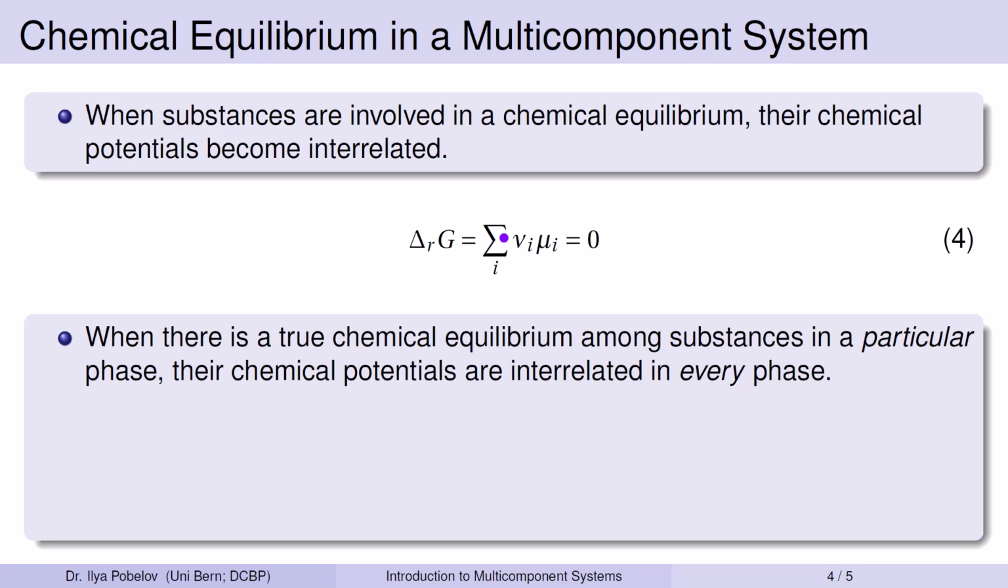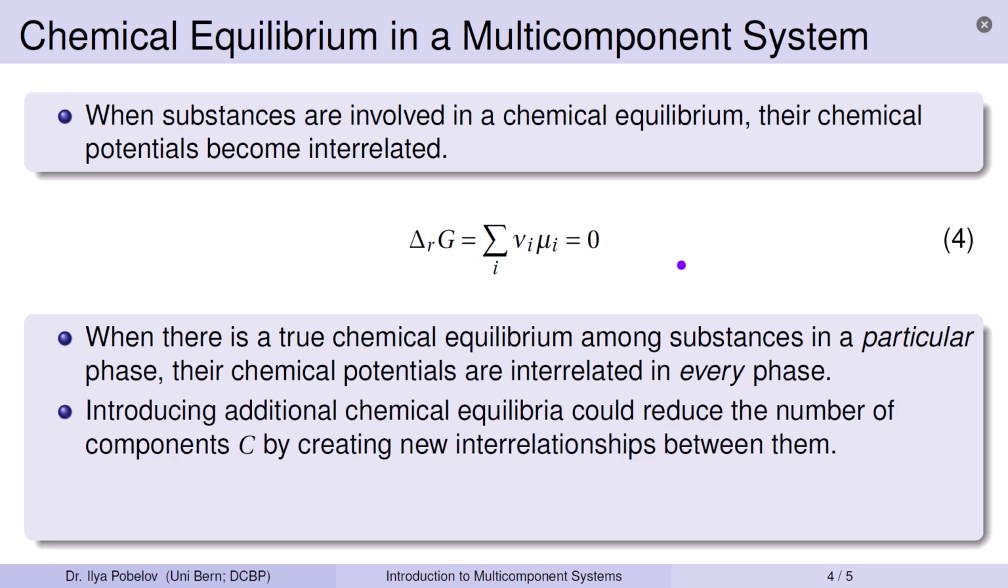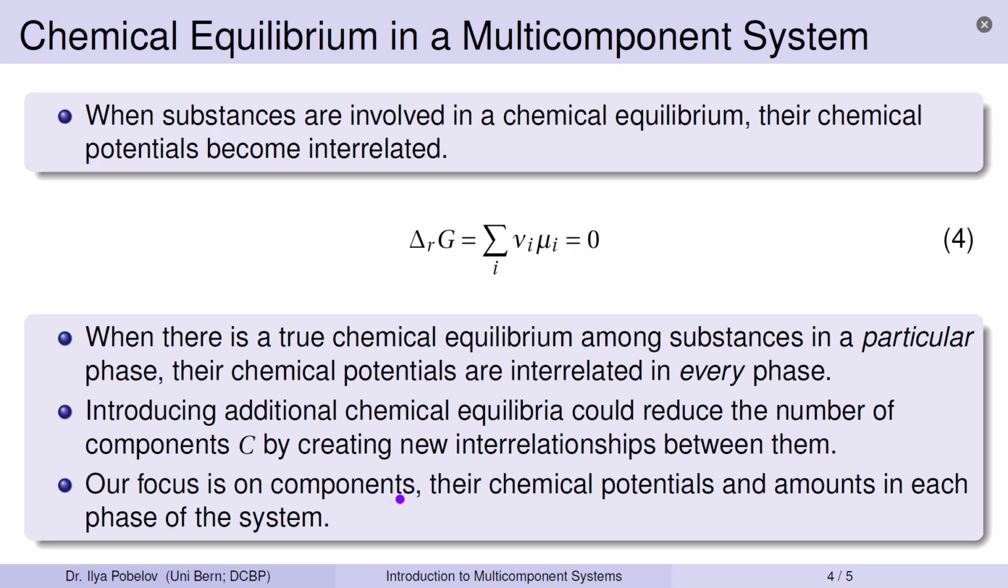At this moment, our emphasis is on components, which are chemically independent substances. Introducing additional chemical equilibria could simply reduce the number of independent components by creating new interrelationships between them. Our focus is on these components and their chemical potentials and amounts in each phase of the system.